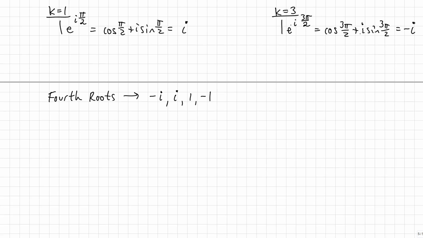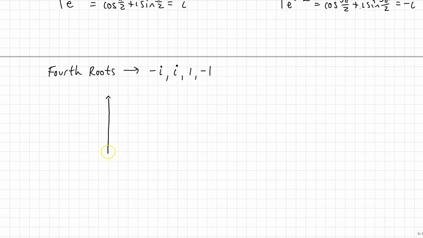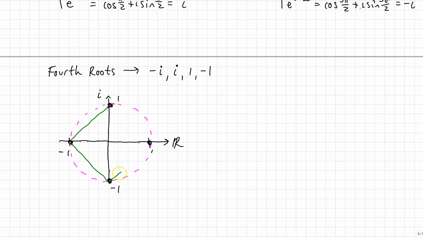Now if you plot all these on the complex plane, we should get a regular quadrilateral, a square. So you'd have a point there, there, there, and there. This would be the circle that they all lie on. And if you connect them, you get a square, a regular four-gon.